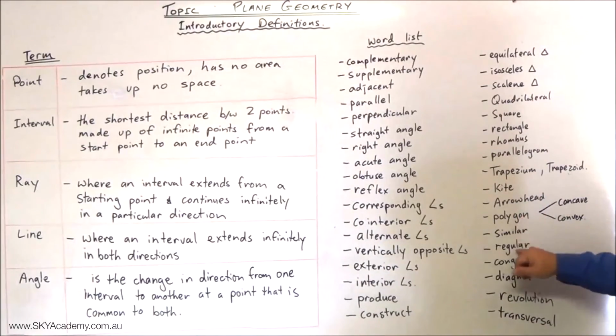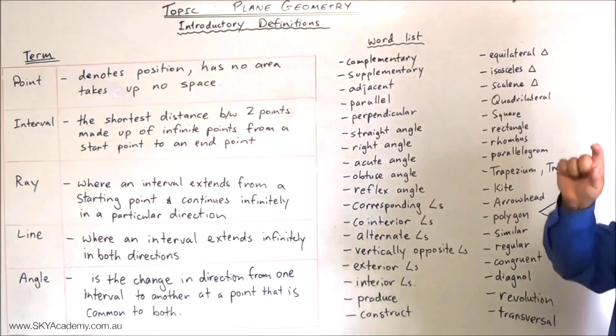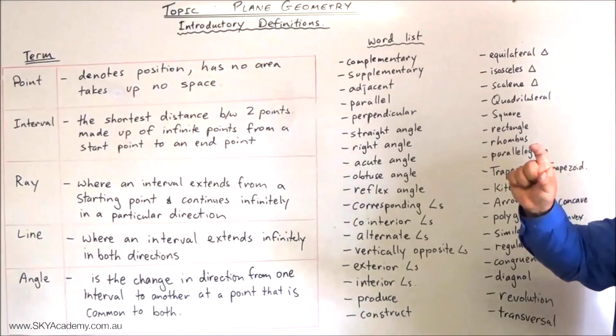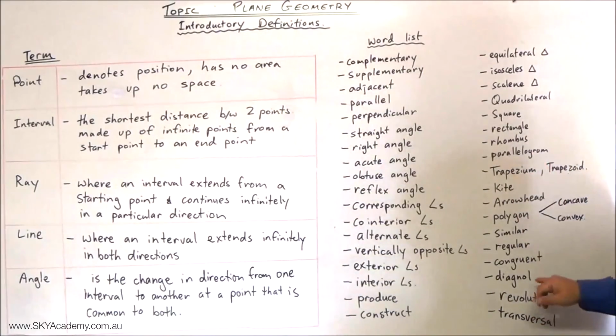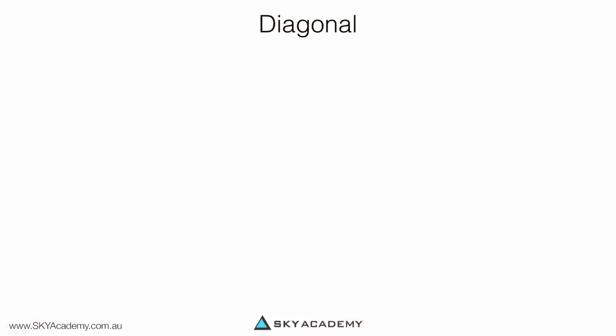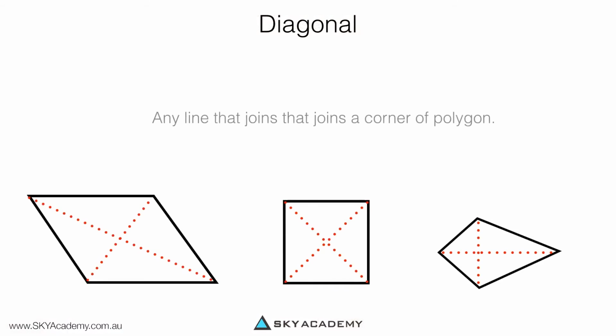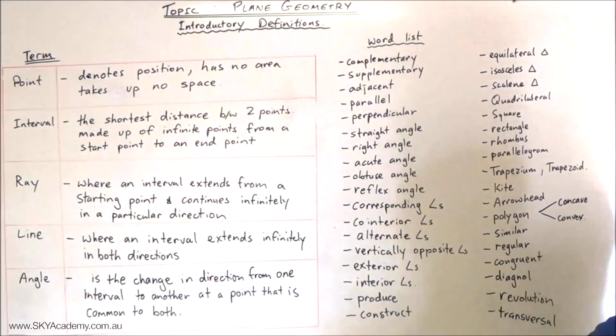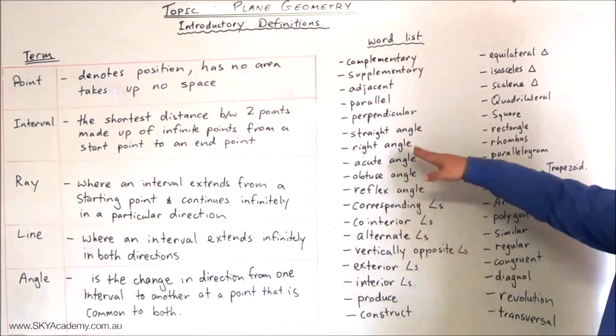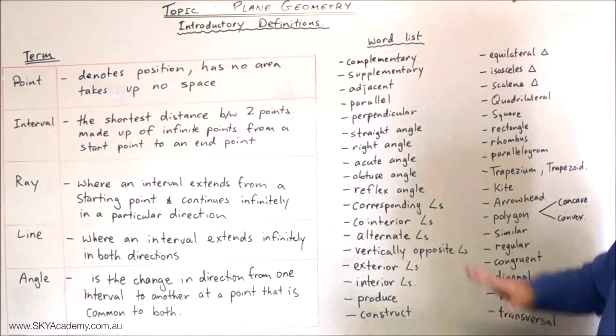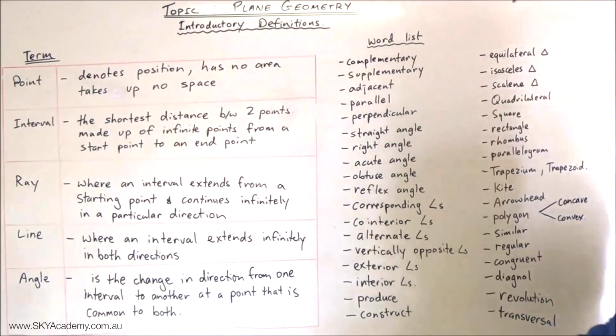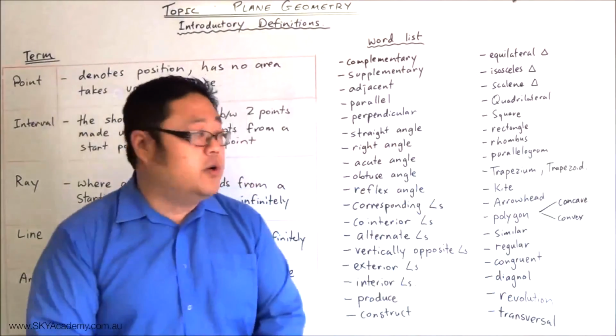Regular is what we use to describe polygons that have all sides equal and all angles equal. Diagonal is basically any line that joins the corners of a polygon that isn't a side. But I'll go through what a diagonal is a little bit later. A revolution means 360 degrees, and a transversal, we did that before, and it relates to parallel lines. So that was just a really quick run through of all those words.